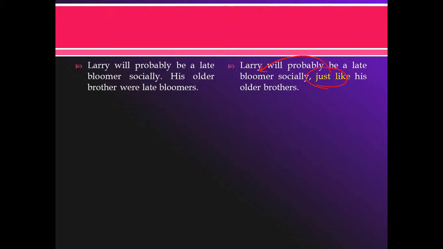Now these two are disconnected sentences, and the reader has to use some imagination over here to connect these two thoughts together. Over here, they're perfectly connected together. There's no room for error.